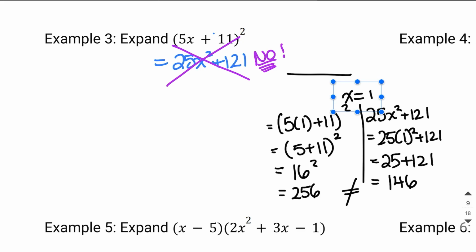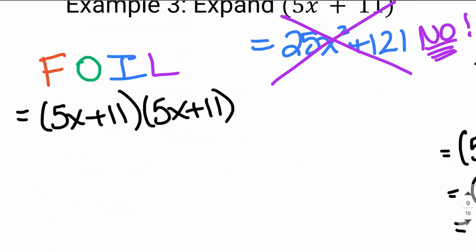Remember, when you are squaring something, it means you are going to multiply it by itself. So I'm going to take 5x plus 11 and multiply that by 5x plus 11. For this example, I'll just use FOIL to figure this out. Remember, F stands for first, so 5x times 5x is 25x squared.